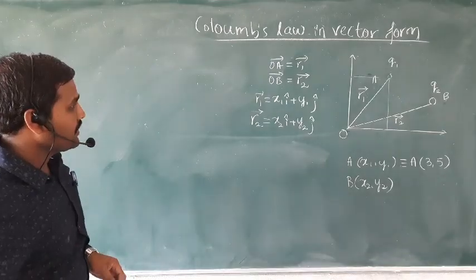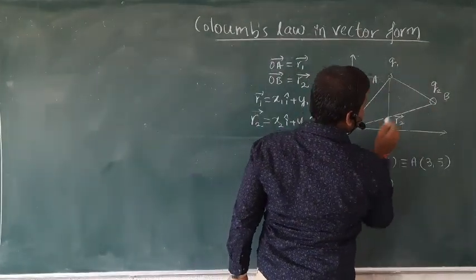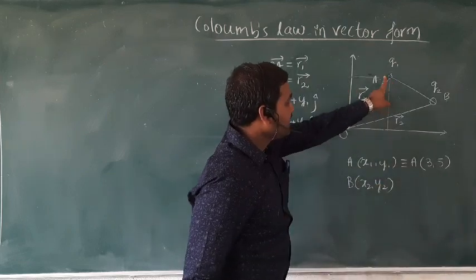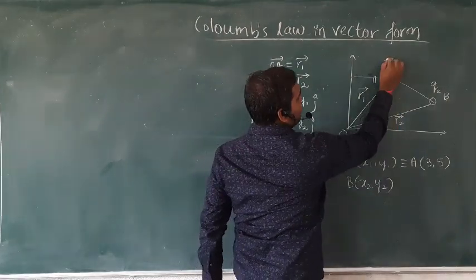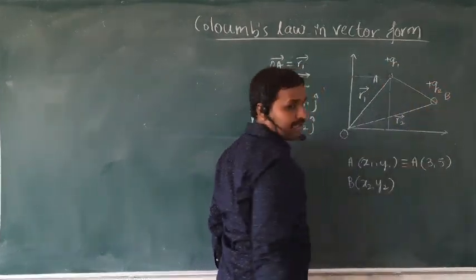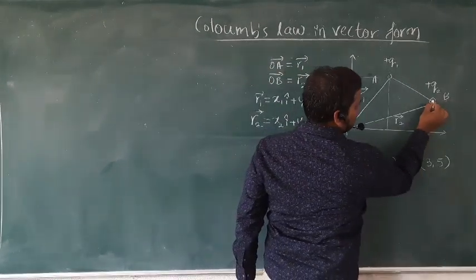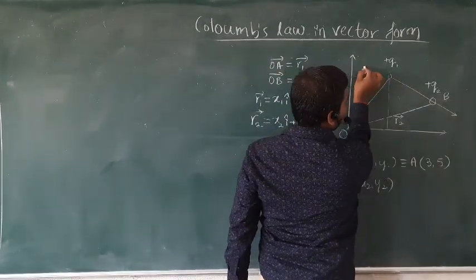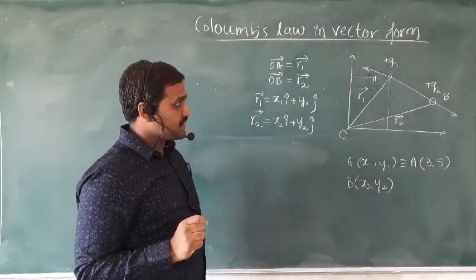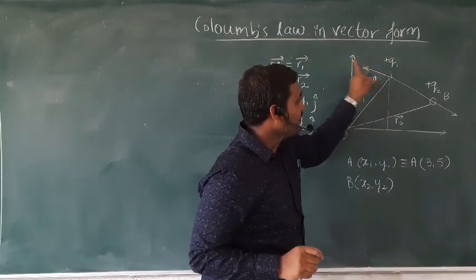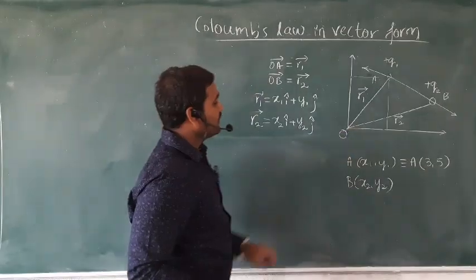Then let us consider the distance between A and B, the distance between these two charges, as a vector AB. Let us say Q1 is positively charged and Q2 is also positively charged. Because of these same charges, there will be a repulsive force between both charges. Q1 and Q2 are like charges, so there will be a repulsive force between these two charges.